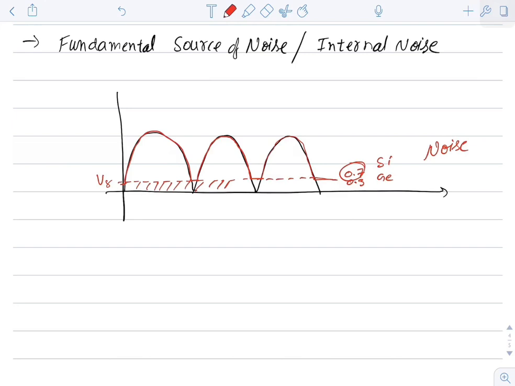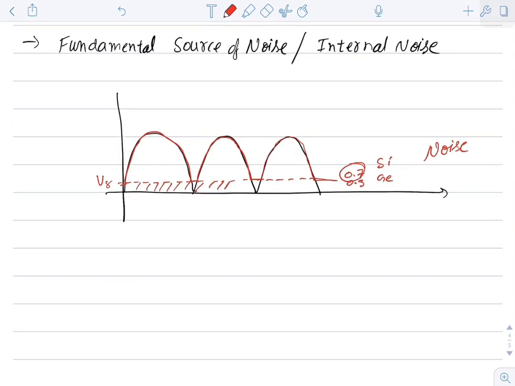These types of noises follow some rules. If you design the circuit properly, you can reduce these types of noises, or in some cases you can even eliminate them. Such noises we call internal noise. Since the cut-in voltage of the diode is the fundamental nature of the diode, due to which you are going to get this type of noise, we call these types of noises fundamental sources of noise.